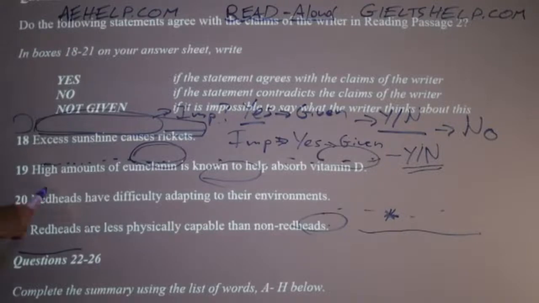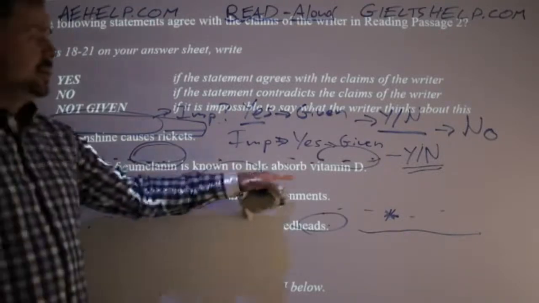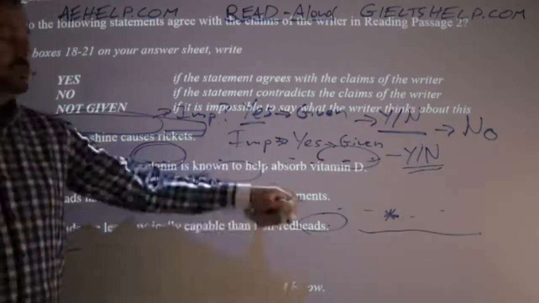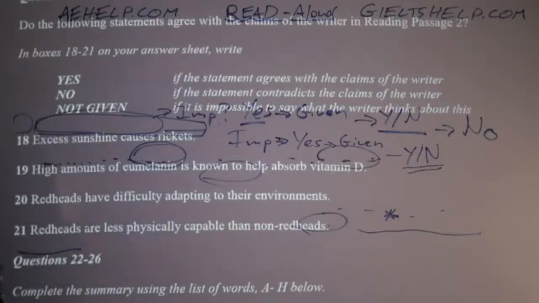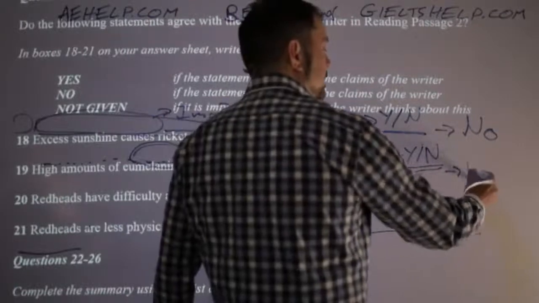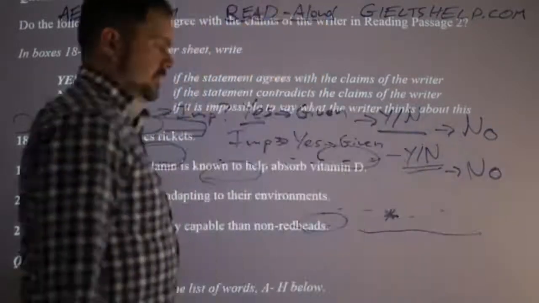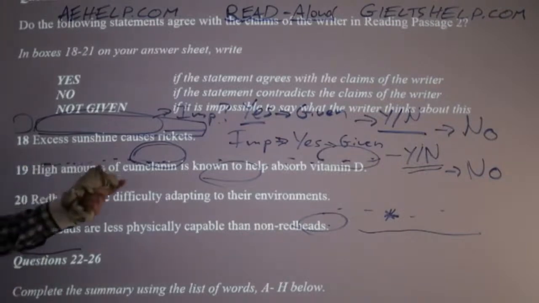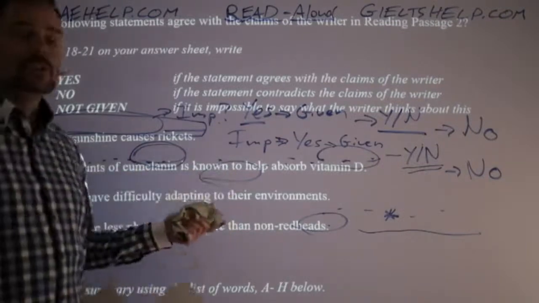And it says high amounts of eumelanin is known to help absorb vitamin D. Obviously, that's false. So we want low amounts of eumelanin to absorb vitamin D. So we know that this answer is also a no. Okay? This is your trickier yes, no, not given, where you have to do a little bit more investigation. This is where you're going to spend a little bit more time to find the answer, okay?